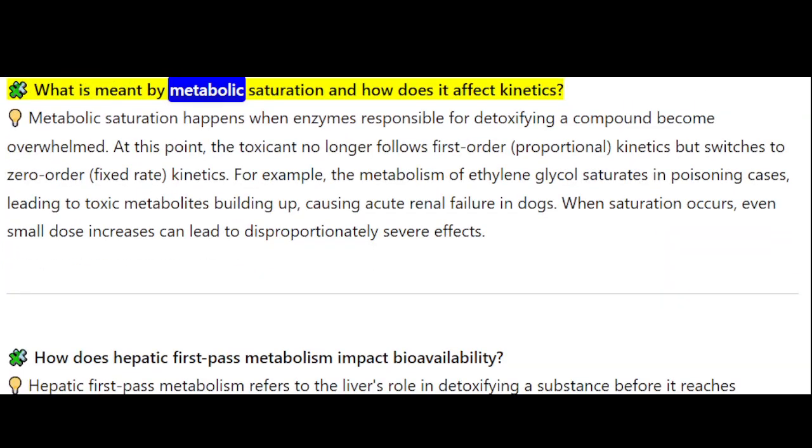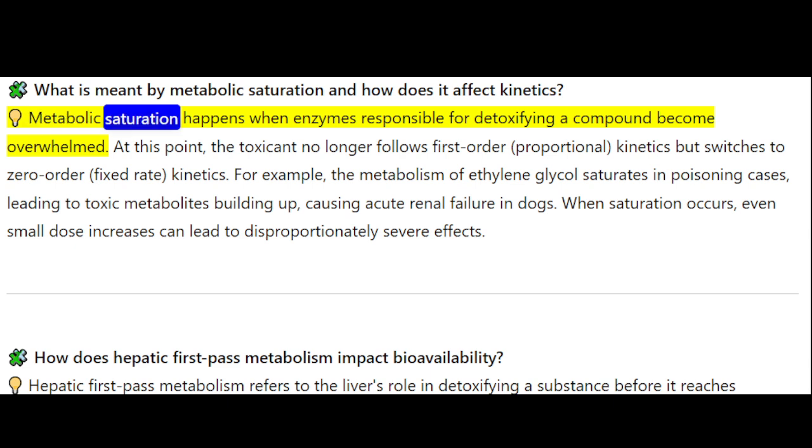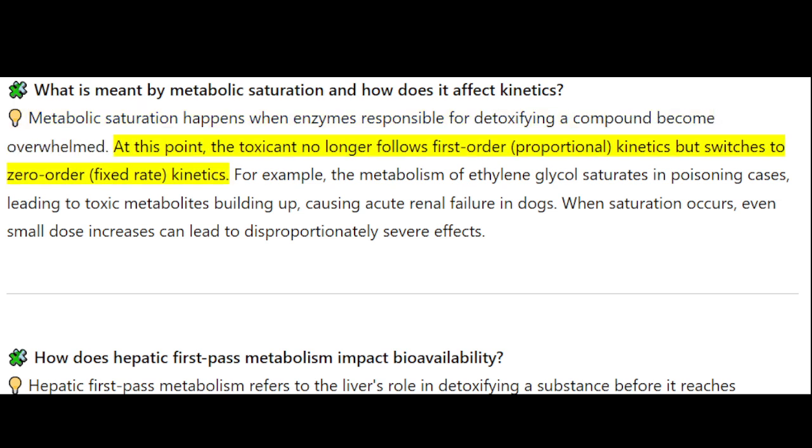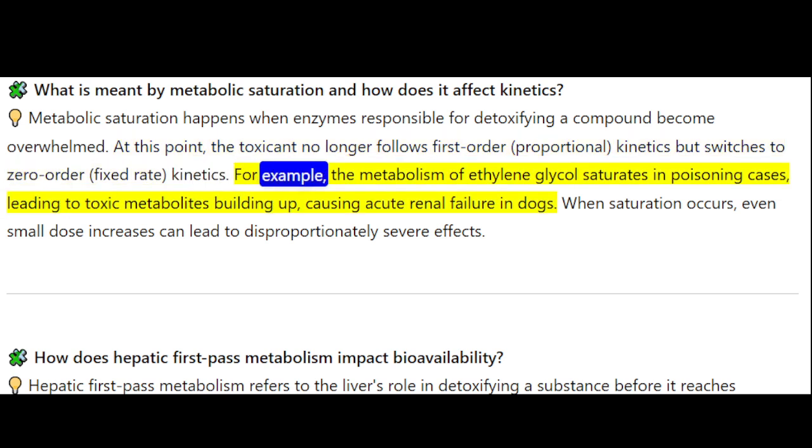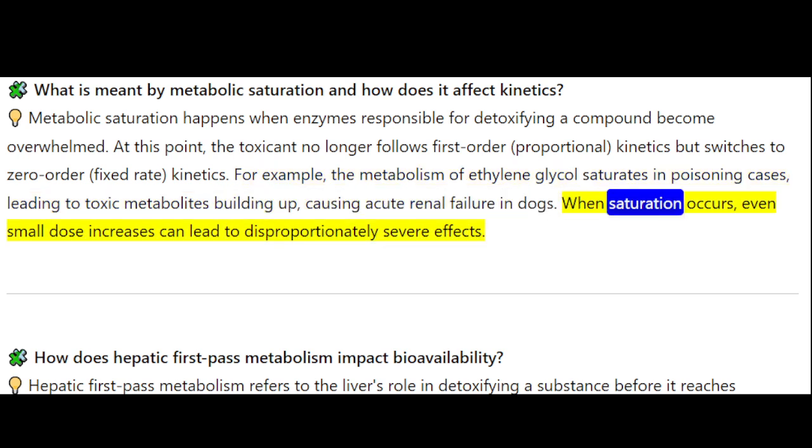What is meant by metabolic saturation and how does it affect kinetics? Metabolic saturation happens when enzymes responsible for detoxifying a compound become overwhelmed. At this point, the toxicant no longer follows first-order, proportional, kinetics but switches to zero-order, fixed-rate, kinetics. For example, the metabolism of ethylene glycol saturates in poisoning cases, leading to toxic metabolites building up, causing acute renal failure in dogs. When saturation occurs, even small dose increases can lead to disproportionately severe effects.